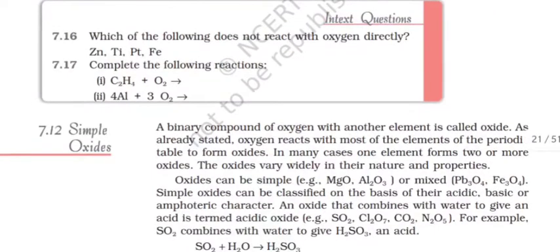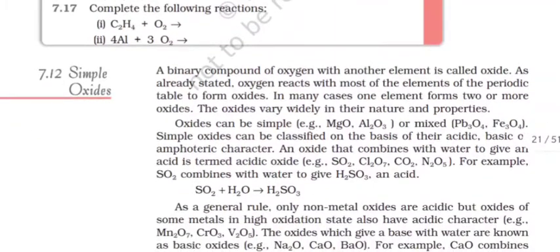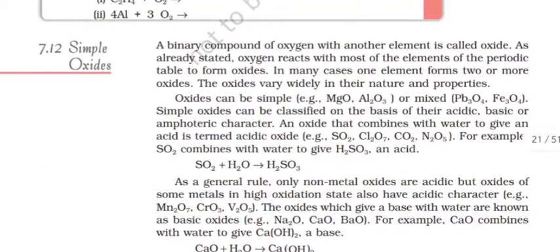Simple oxides: a binary compound of oxygen with another element is called oxide. As already stated, oxygen reacts with most of the elements of the periodic table to form oxides. In many cases, one element forms two or more oxides. The oxides vary widely in their nature and properties. Oxides can be simple or mixed. Simple oxides can be classified on the basis of their acidic, basic or amphoteric character.